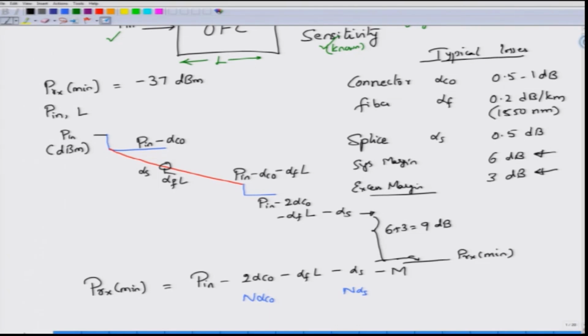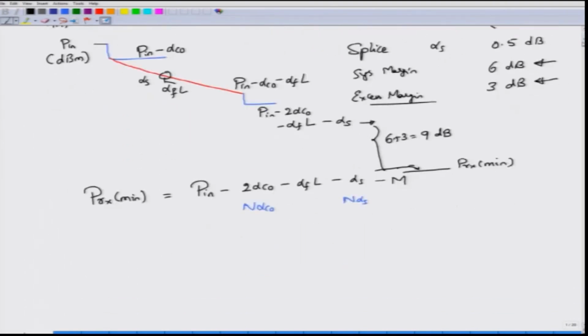So, substituting for our case in the above situation, what we get is P in is a value which I do not know. Alpha connector loss, let us take it to be 1 dB. So, this would be 1 into 2, that would be 2, minus alpha F into L, which is 0.2 into L. I do not know what the length of the propagation is, right. So, I have to find that out, minus, assuming one splice loss is about 0.5 dB, minus a margin of 9. So, this received power must be minus 37 dBm.